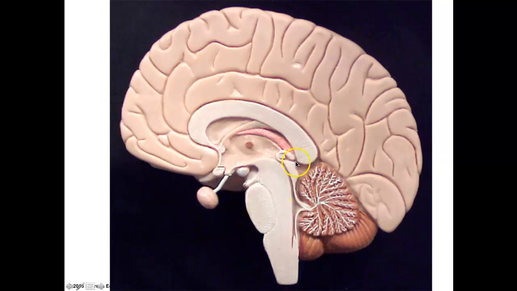All right, so those two. All four of those bumps together are called the corpora quadrigemina, which is bolded in number 1. Number 2, the cerebral peduncle. This general area here, not much is going on.